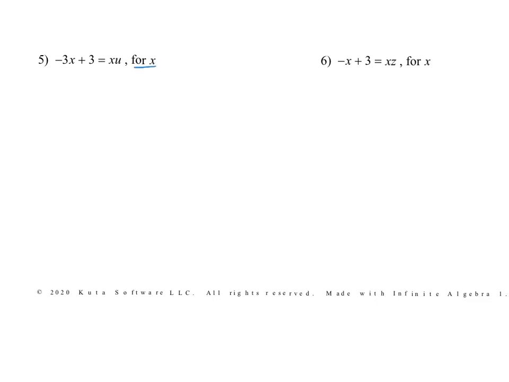So in this one, I'm looking for x. Here's an odd thing. I have x in two different places. Now that's okay. It just requires an extra step. So I'm going to add 3x to both sides because I'm going to get all my x's on one side of the equation. So 3 is equal to xu plus 3x.